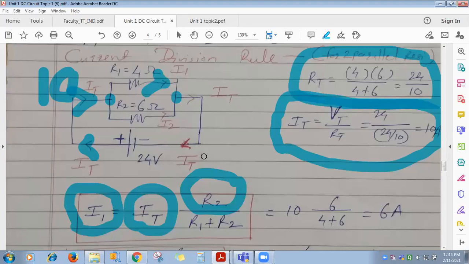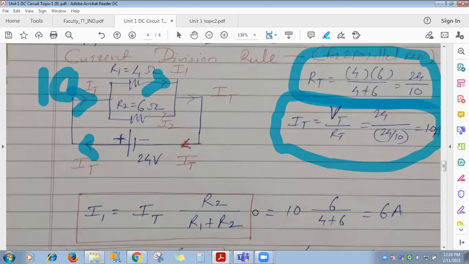Okay, clear? So what is the conclusion? Whenever you apply the current division rule, suppose I want to find I1, then in the numerator it will not be R1, it is R2. For the voltage division rule, it will be R1 for V1, but for I1 it is R2, divided by the addition of the 2 parallel connected resistances. Is the formula clear to everyone?